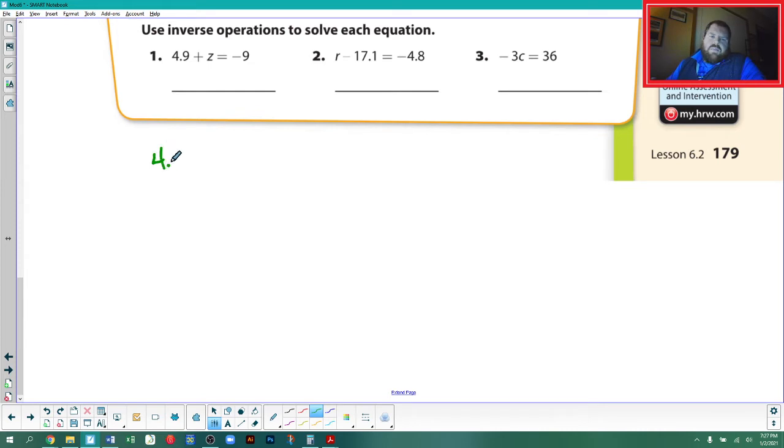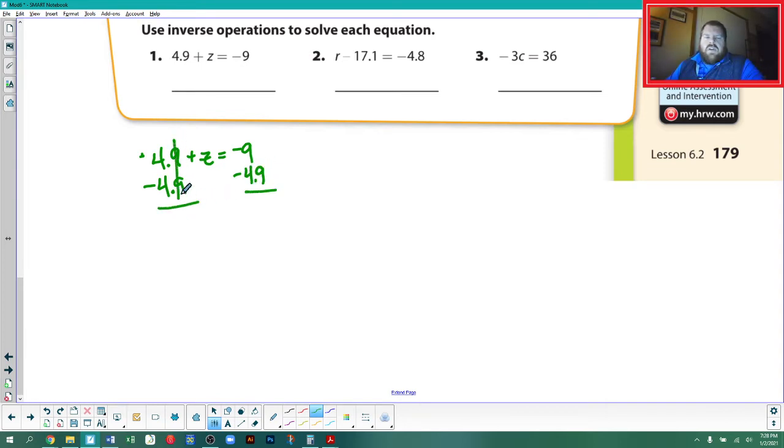So I like space. I like to take up space when I'm doing problems. I like to write things out so it makes sense to me. So 4.9, a positive 4.9, if you want to think about that, you can. It's a positive 4.9 being added to z. So I want to remove that. I want to undo that. So I'm going to subtract it from both sides.